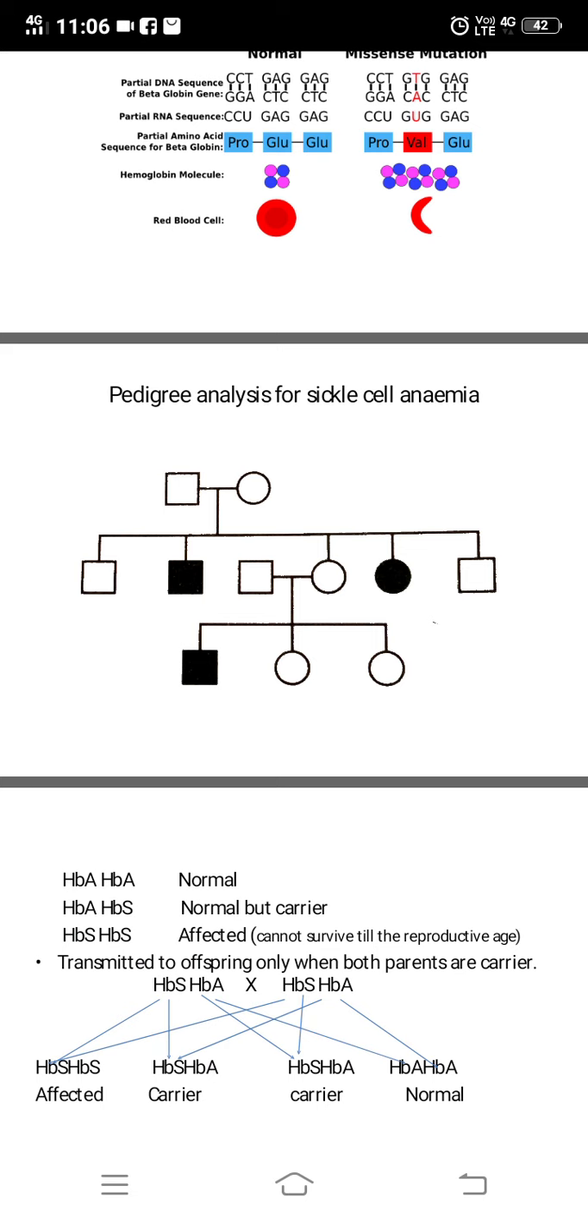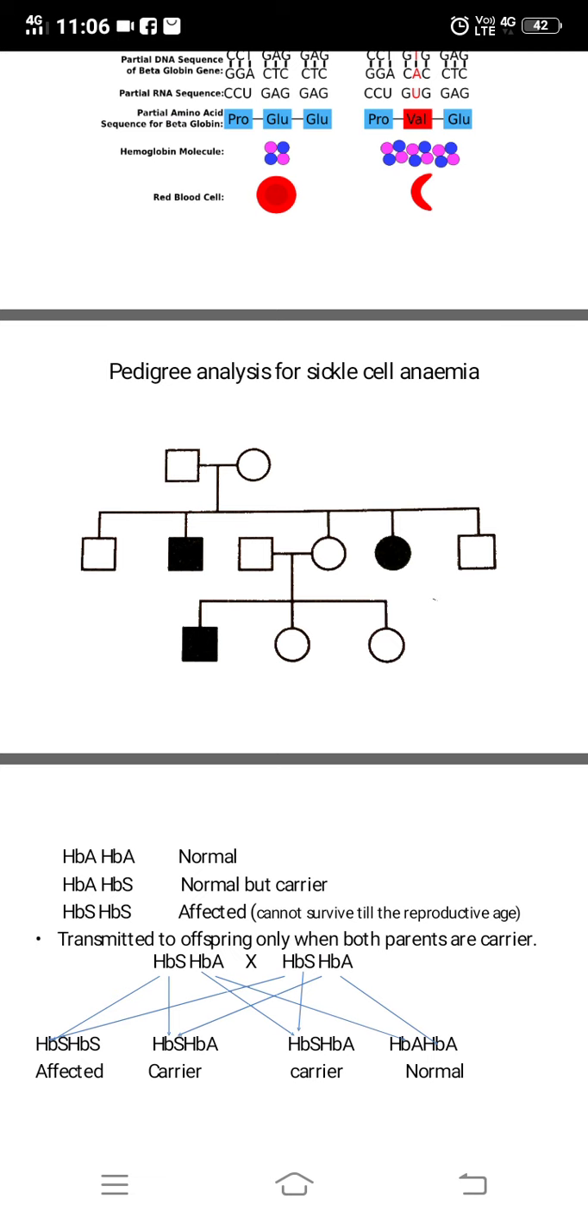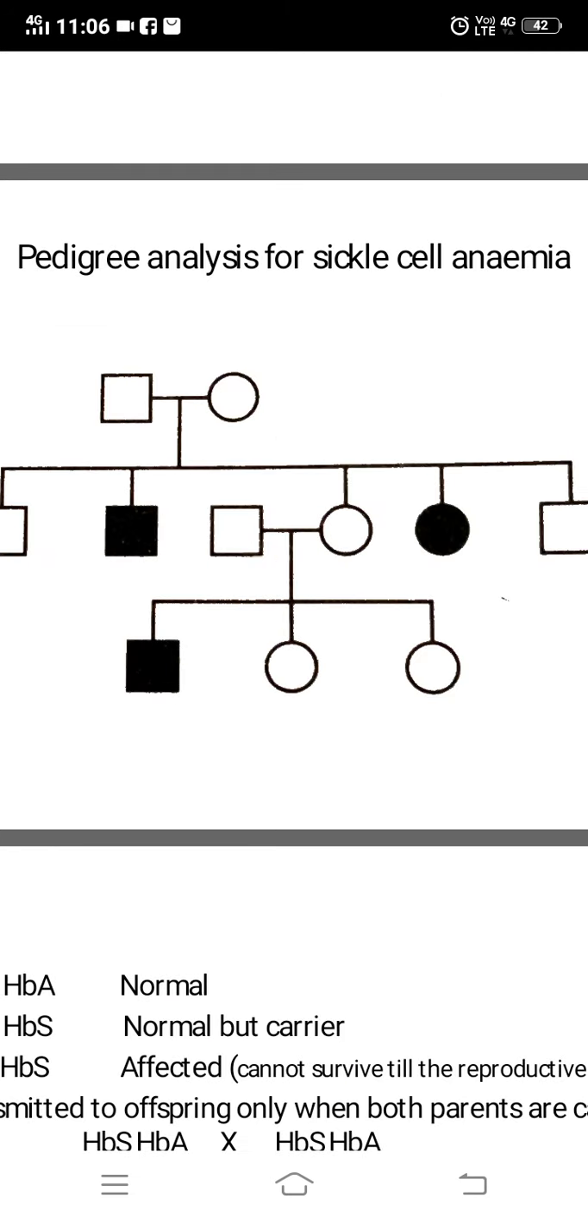Here you can find the parents, they are not affected, they may be carriers. That is why in the next generation the male is affected. Here also the female is affected. You can see here, here again they are not. What did I tell? A sickle cell anemic patient will not survive for reproduction.